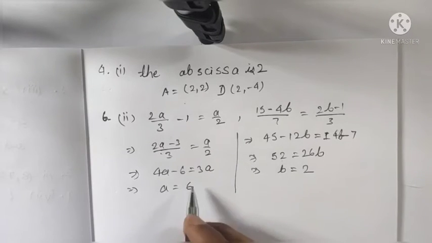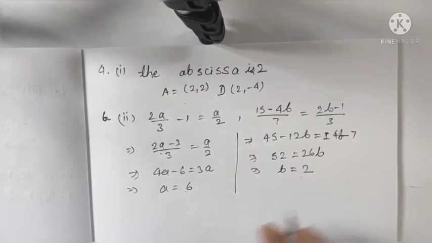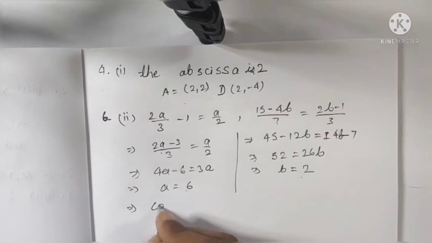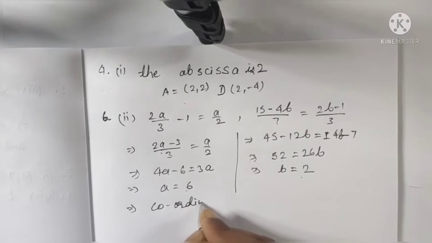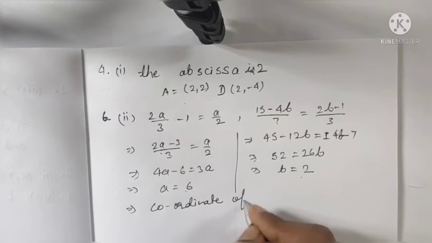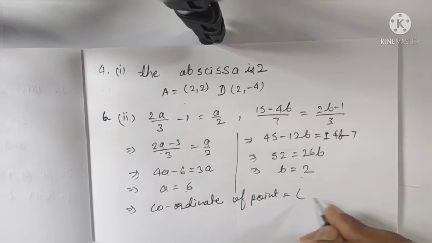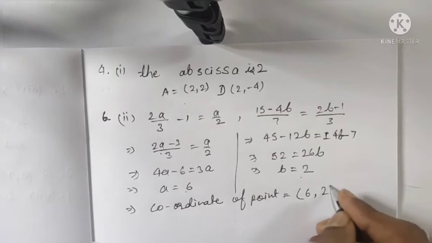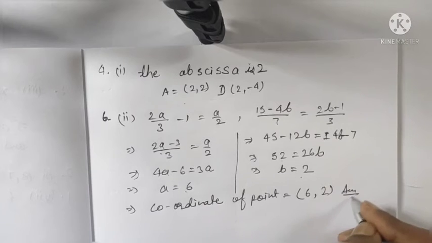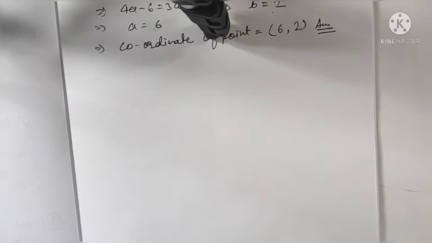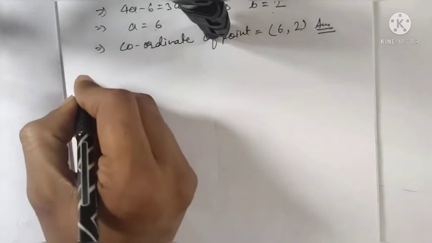Now we have the solution of equation 1 and the solution of equation 2. That implies the coordinate of the point is equal to first abscissa and then ordinate. Abscissa is 6 and ordinate is 2. So the answer is (6, 2). Simple.